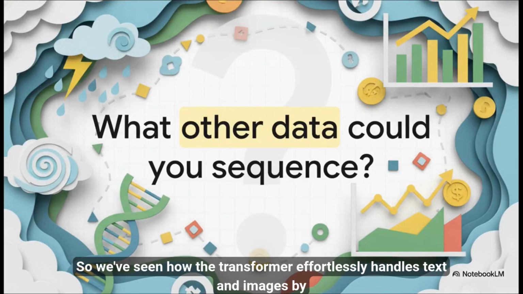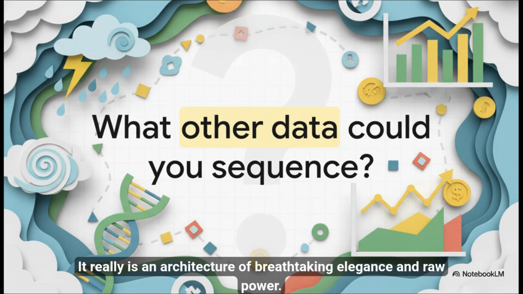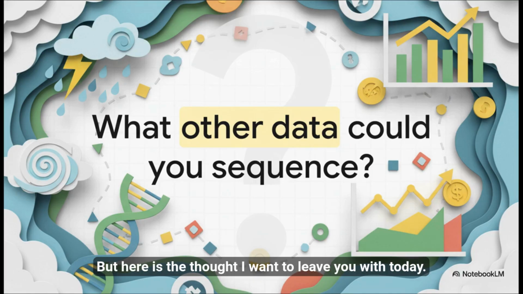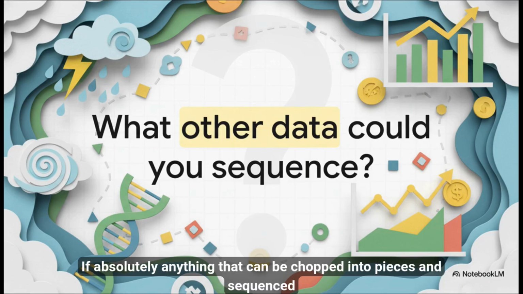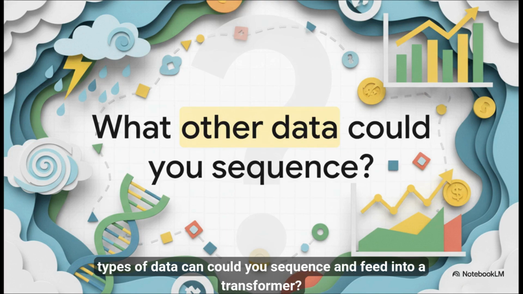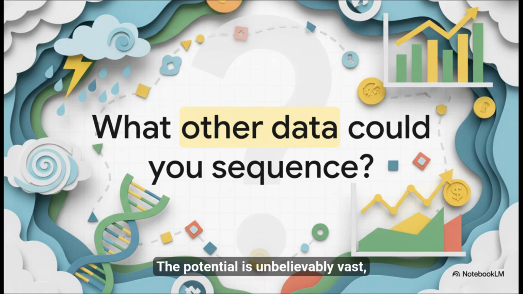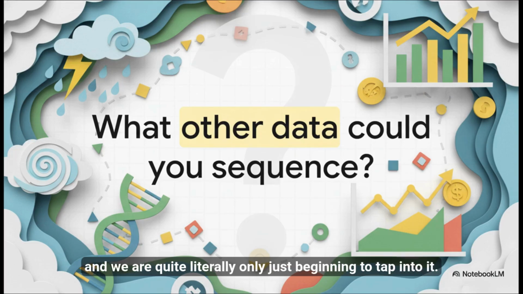So we've seen how the transformer effortlessly handles text and images by chopping them into pieces, connecting them with attention, and preserving their order. It really is an architecture of breathtaking elegance and raw power. But here is the thought I want to leave you with today. If absolutely anything that can be chopped into pieces and sequenced can be understood by this engine, what other types of data could you sequence and feed into a transformer? Weather patterns? Human DNA? The global financial markets? The potential is unbelievably vast, and we are quite literally only just beginning to tap into it.